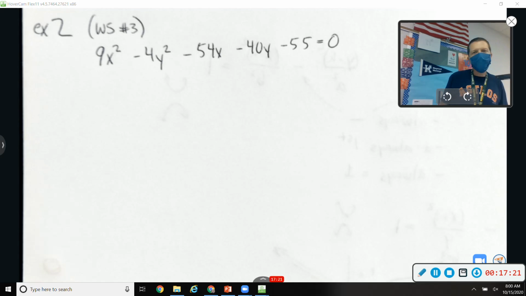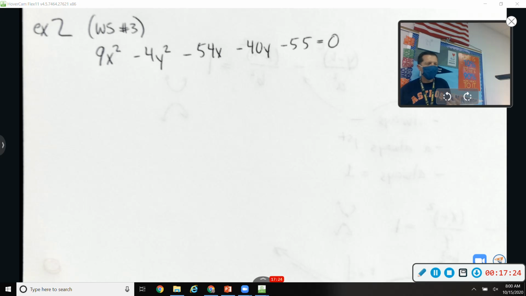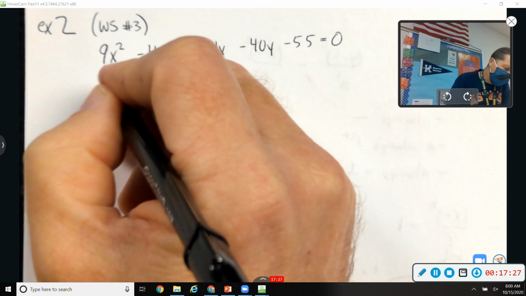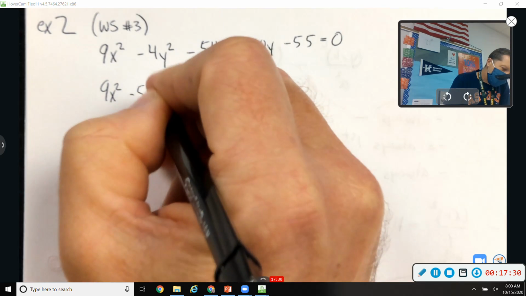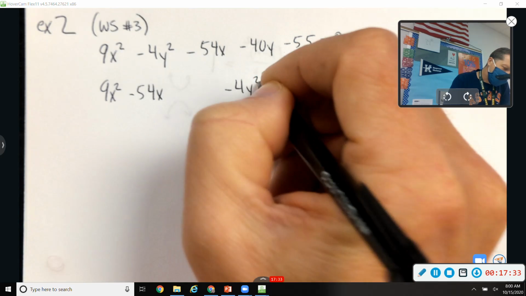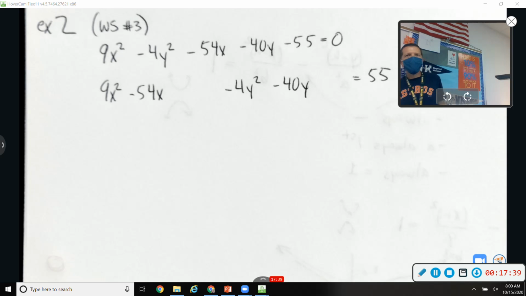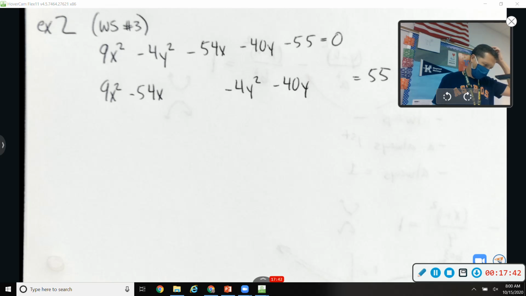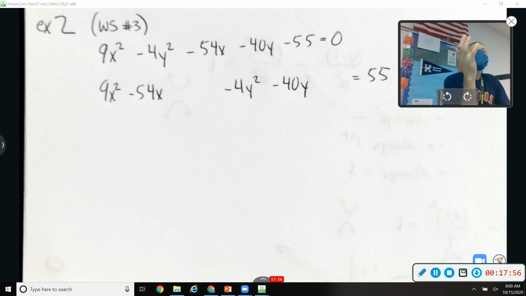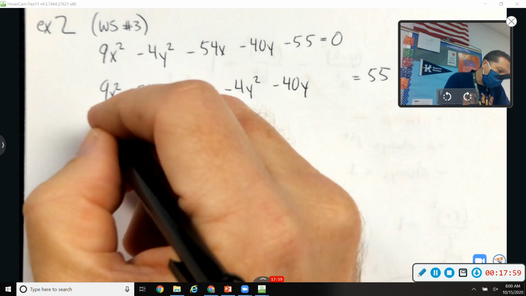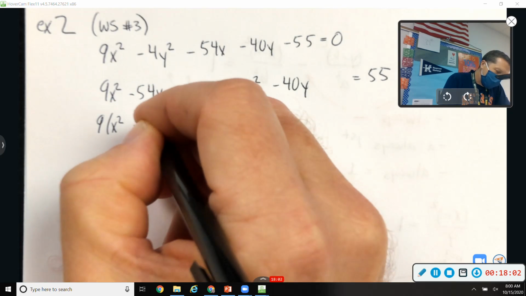All right, so we've done a couple of these. A little bit different with hyperbolas, but a lot of the process is the same. Let's group the x stuff. Let's group the y stuff. And move that 55 to the other side. What do you think we do next? We do want to complete the square, like big picture. That's what we want to do next. But before we can do that, we need to take out the 9. So x squared minus 6x.